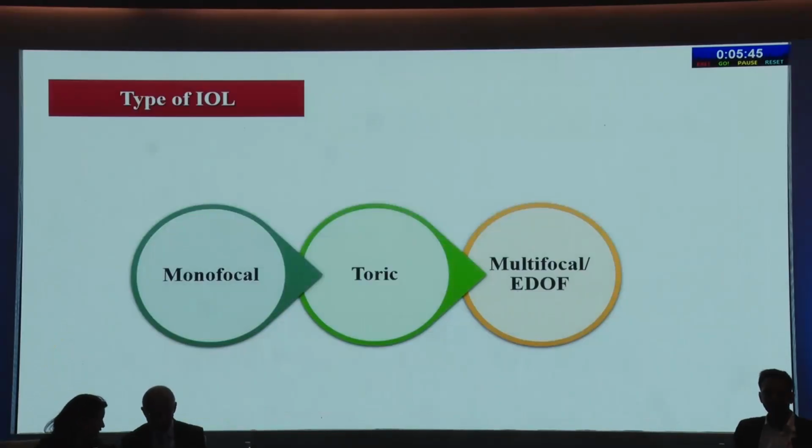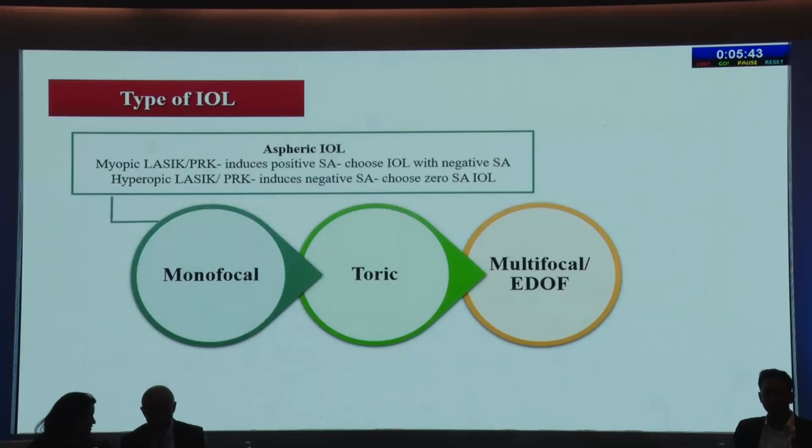Now coming to the type of IOL, monofocal aspheric IOLs are preferred because myopic classic PRK induces positive spherical aberration, so choose an IOL with a negative spherical aberration. The reverse is true if you go for a hyperopic ablation because it induces negative spherical aberration, so choose a zero spherical aberration IOL preferably.